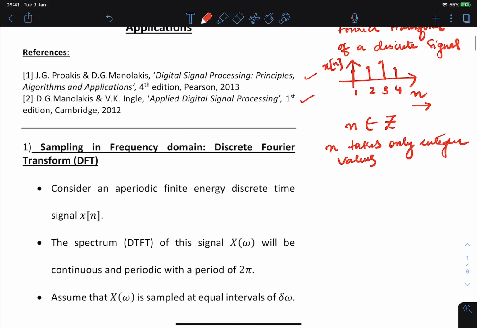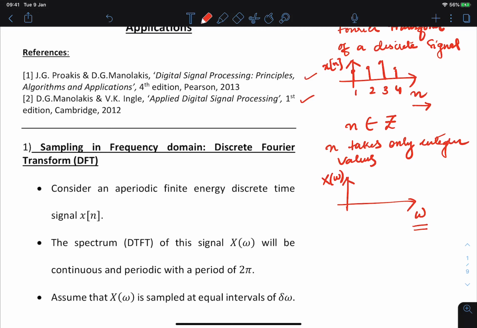Now what I'll do is pass this signal through a transformer, that is a discrete time Fourier transformer. So what does it do? What you will get is a graph like this, where note that the x-axis, instead of n, is changed to omega. Omega is the frequency of the signal. So what the DTFT does is convert the discrete time domain signal into the frequency domain.